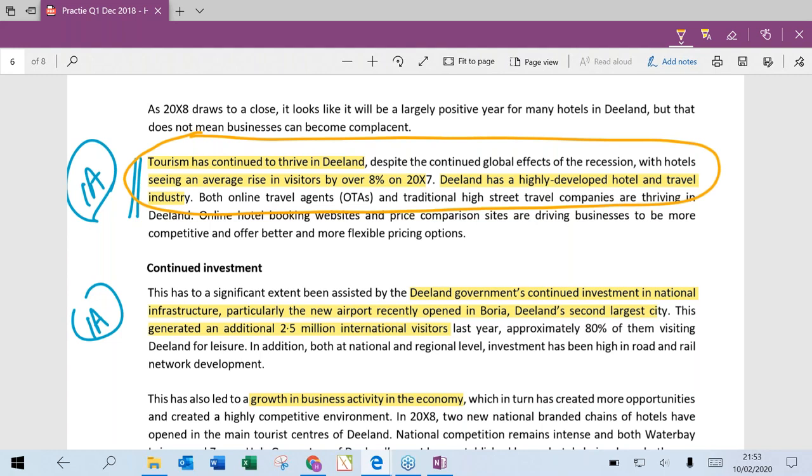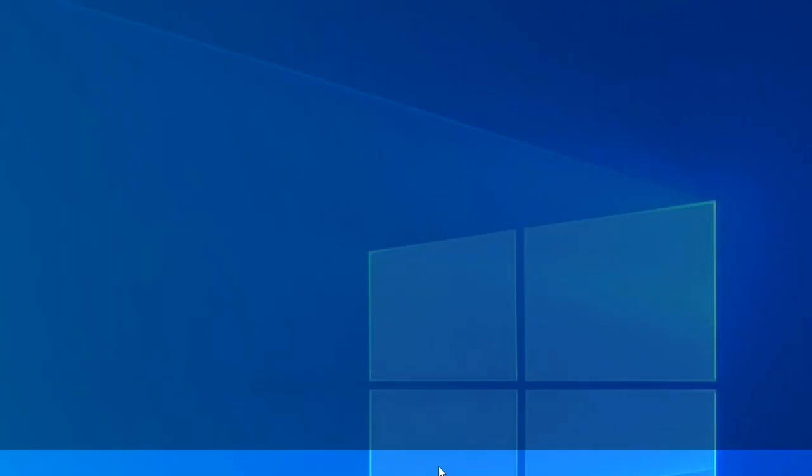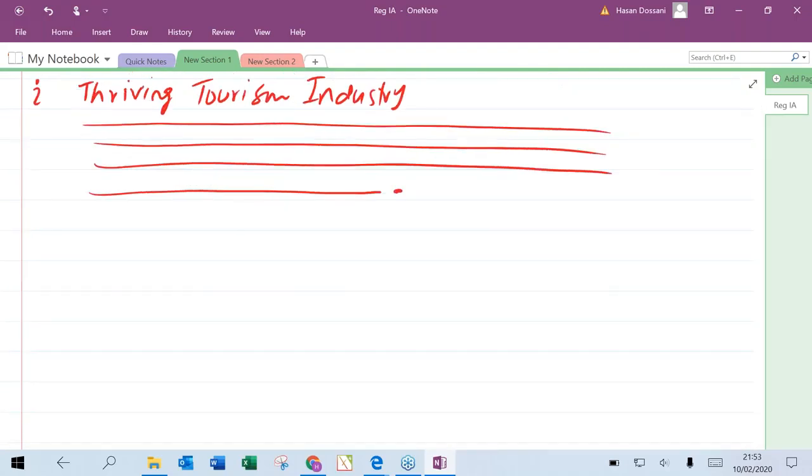That's it. What else? So we covered this point. What else? So the government is investing, continued investment in national infrastructure, the new airport, all the story. Just go to your notes, leave one line, and go to point number 2. And can you design a heading for me?